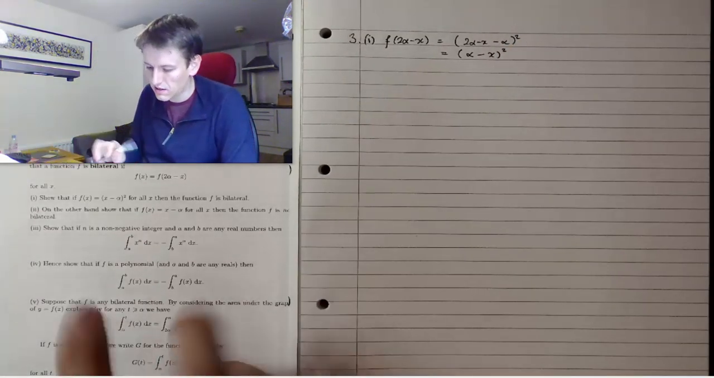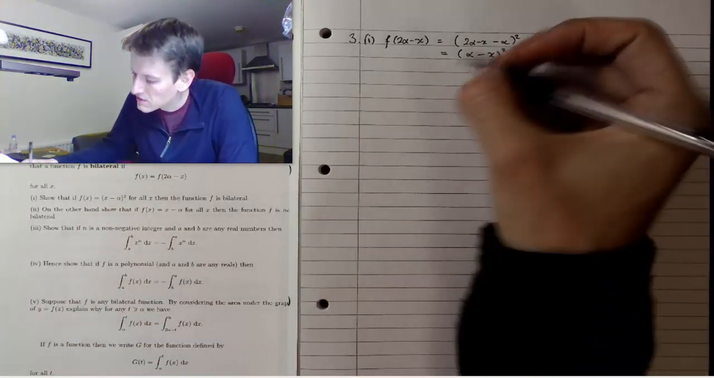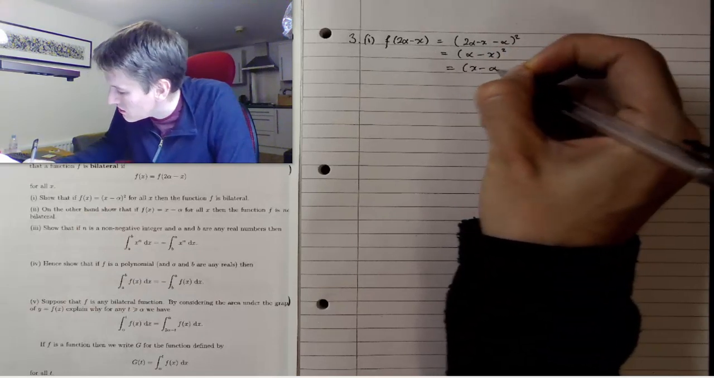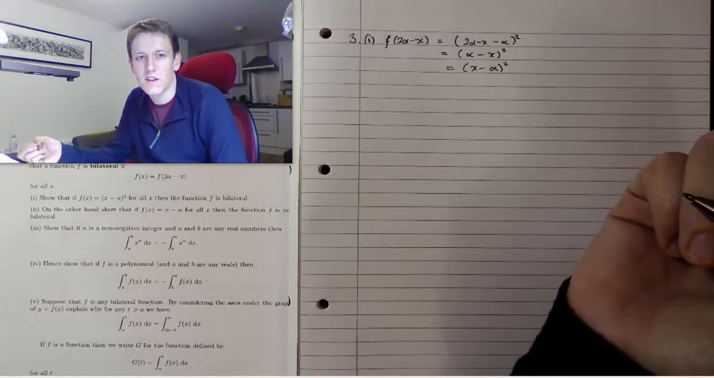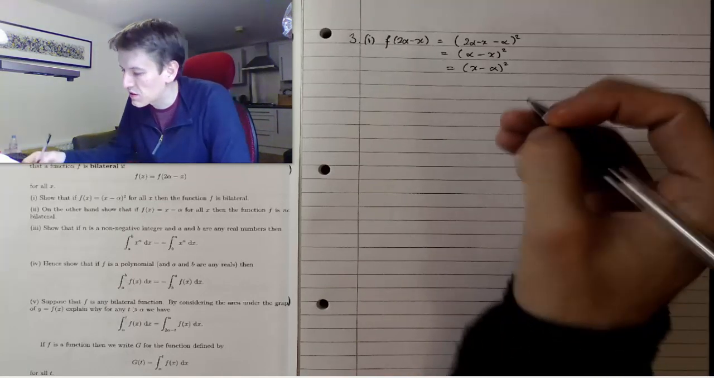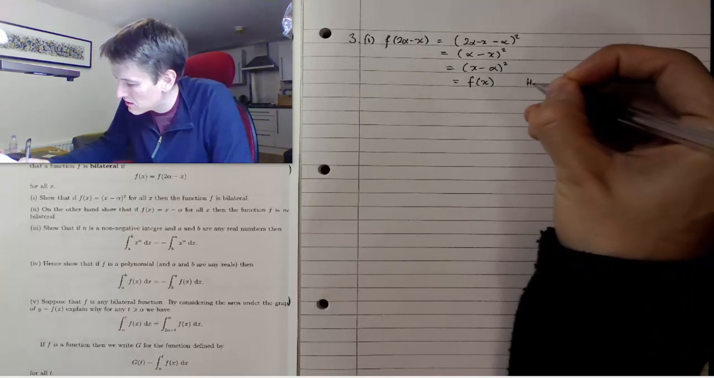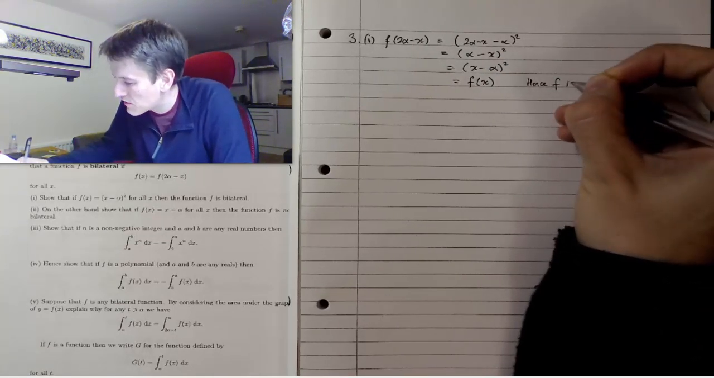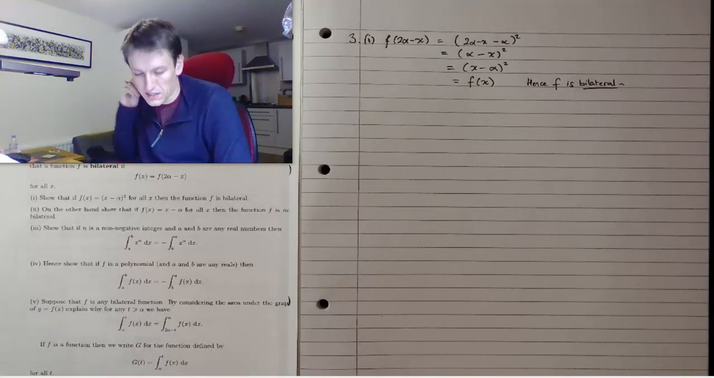That's not quite the same as f of x here, but of course (alpha minus x) squared is the same thing as (x minus alpha) squared, because when you square the negative of a number, you get the same thing as when you square the original number, and that is equal to f of x. So we can say that f is bilateral. It satisfies the definition that we've been given.